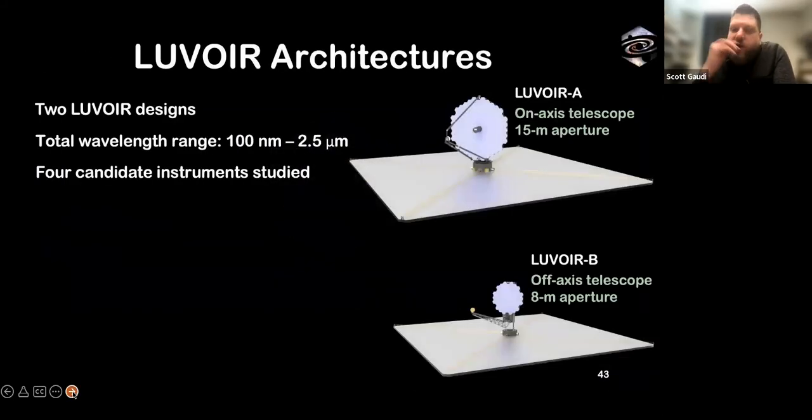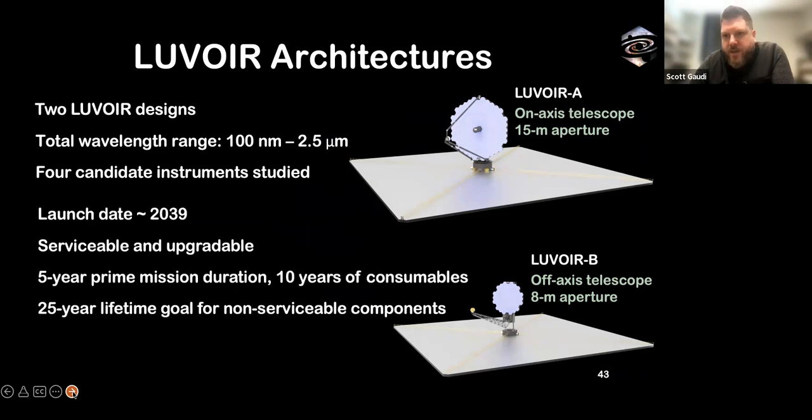Okay, and then LUVOIR was much more ambitious. There were 2 LUVOIR designs, A and B, a 15 meter and 8 meter. These are circumscribed, not inscribed. I'll describe the difference here in a second. Similar wavelength range as HabEx, although a little bit broader. With the larger aperture, you can go out to longer wavelengths, even though the thermal emission from the telescope is starting to ramp up just because you have such a large aperture and are getting so many photons. And both of these mission concepts were designed to be serviceable and upgradable, and have 5-year mission durations, 10 years of consumables, but really with an eye of being multi-decadal missions.